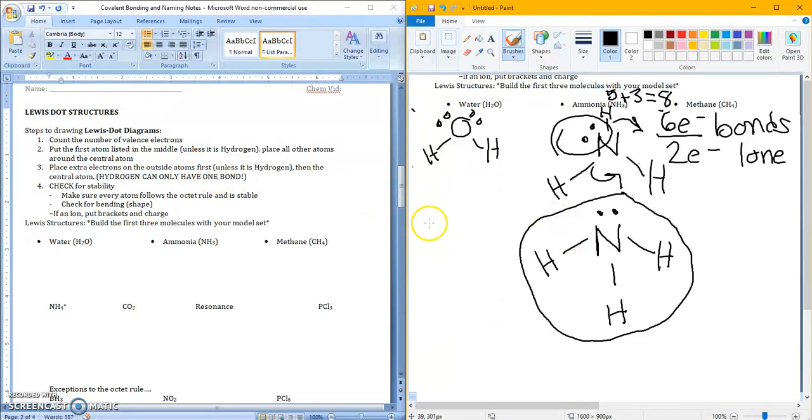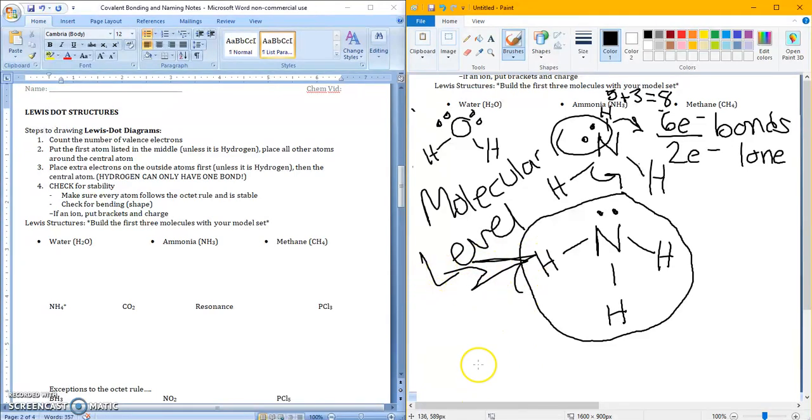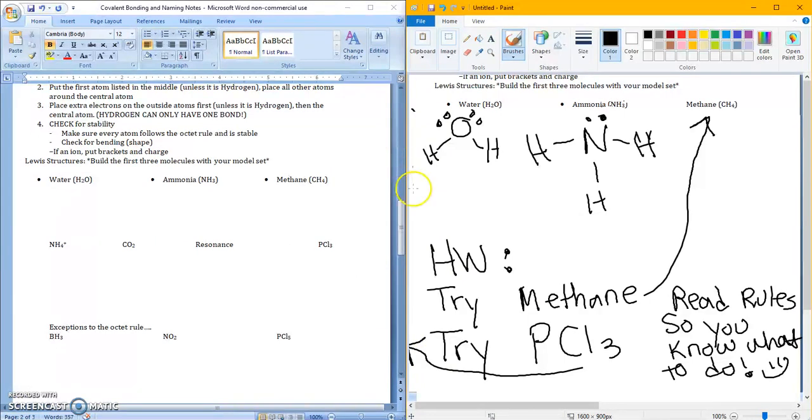So the reason why we draw Lewis dot structures is to see how molecules behave, and it's also what we look at for the molecular level. So whenever I ask you to draw a diagram of a covalent compound at the molecular level, you will be drawing the Lewis dot structure. Okay? Okay, so Lewis dot structures are part of our chemistry, is how we look at molecules, so they are very important. You're going to be drawing them a lot.